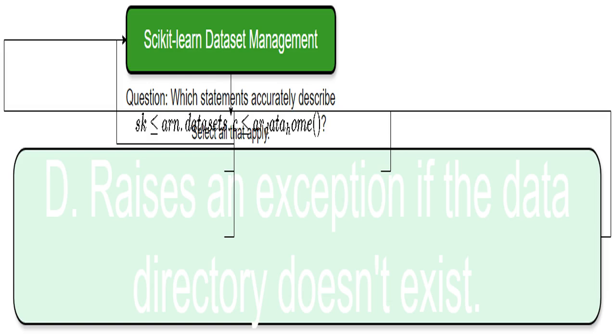This statement predicts that the function will stop and show an error message if the folder where datasets are kept doesn't exist. I'll verify if this behavior is accurate. This instruction reminds us that more than one statement might be correct. This makes the quiz a bit more challenging.